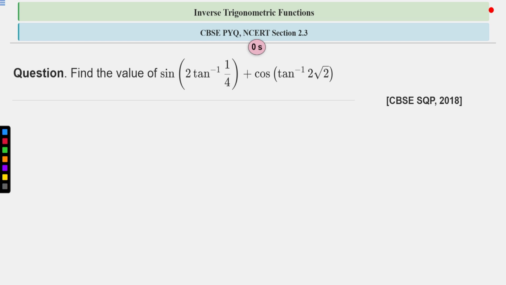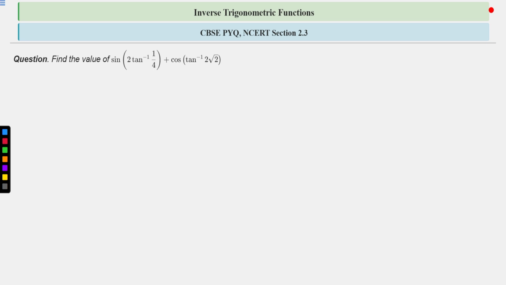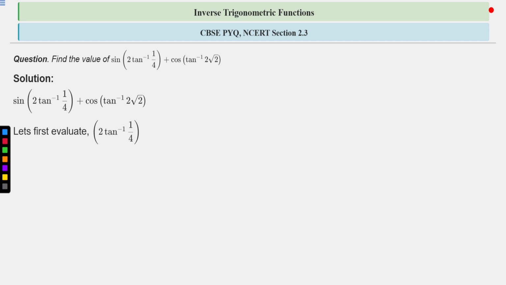Okay, so let us move to the solution part. We have to find the value of sin(2 tan⁻¹(1/4)) + cos(tan⁻¹(2√2)). See, first let's evaluate 2 tan⁻¹(1/4).